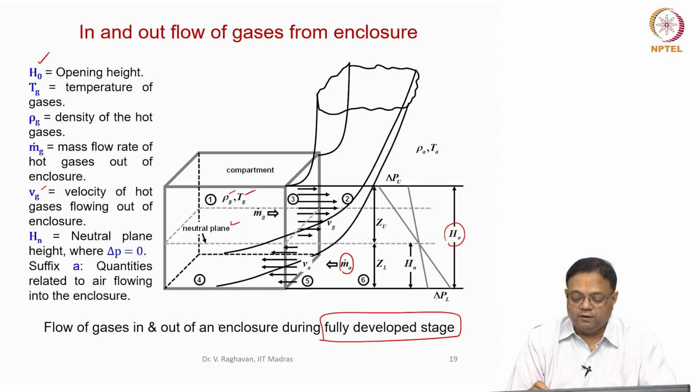So how to find the mass flow rates? For that, let us consider, let us first take the outgoing gases. Consider 3 points along the opening above the neutral plane, that is 1 within the enclosure, 2 well outside the enclosure in the ambient, and 3 at the exit of the enclosure.